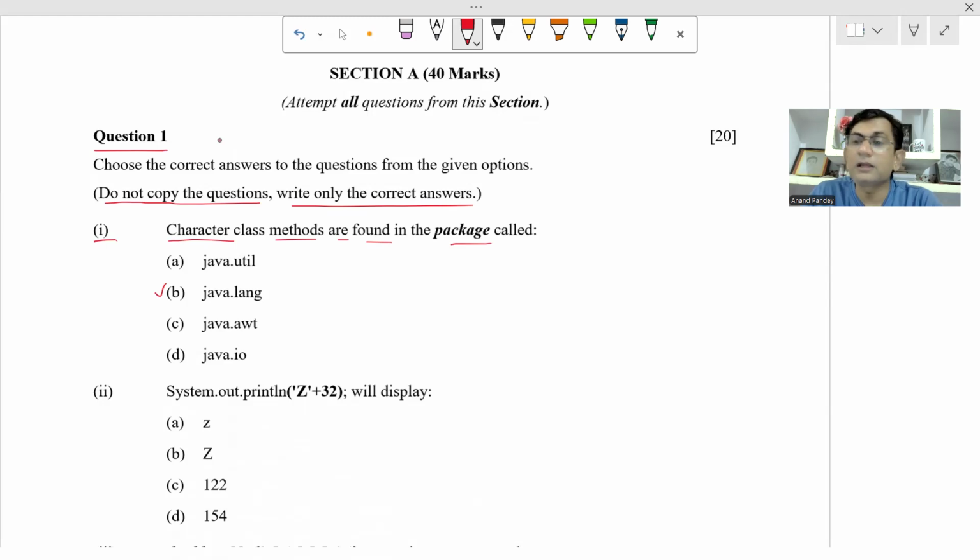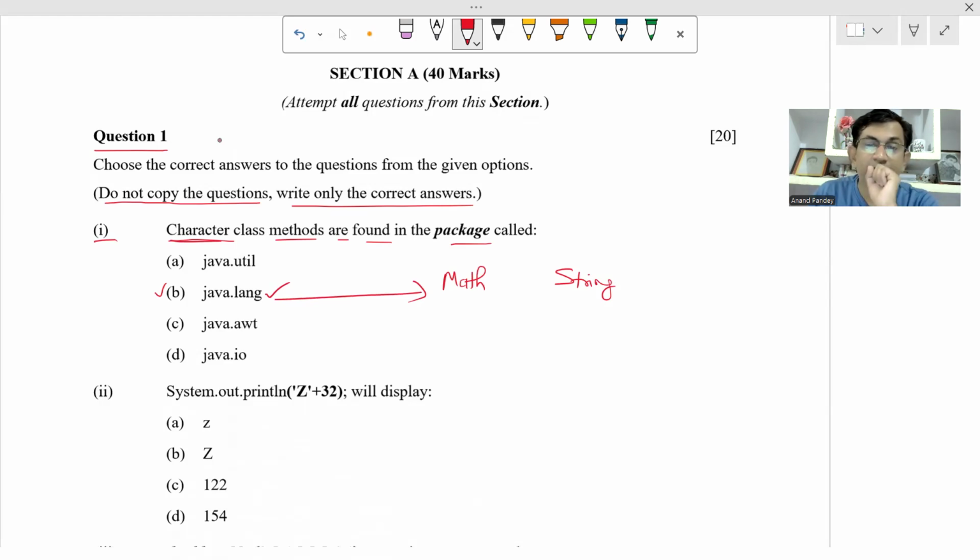The answer will be B, java.lang package. Character, like all the wrapper classes, belongs to the java.lang package. Some more things I'm telling you: the Math class also belongs to the java.lang package and the String class also belongs to the java.lang package. So kindly remember this. Here, when character or any wrapper class is mentioned, the answer is java.lang package.